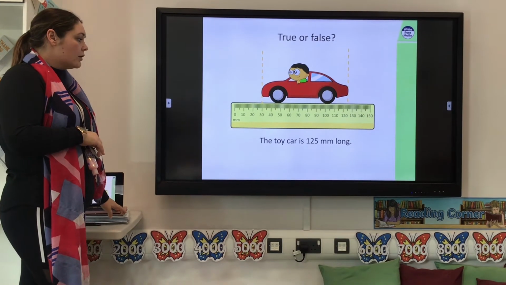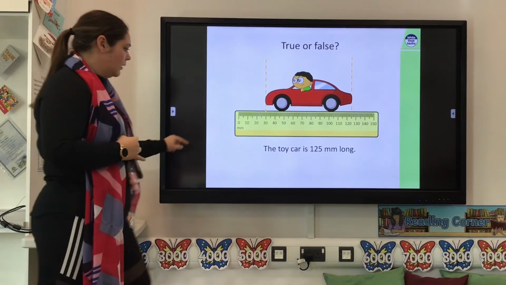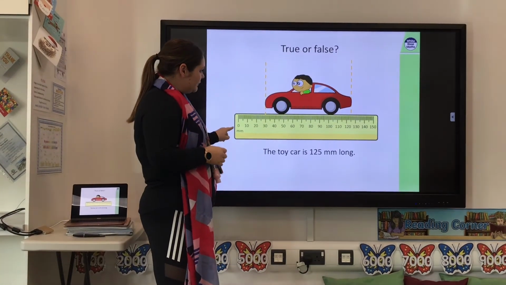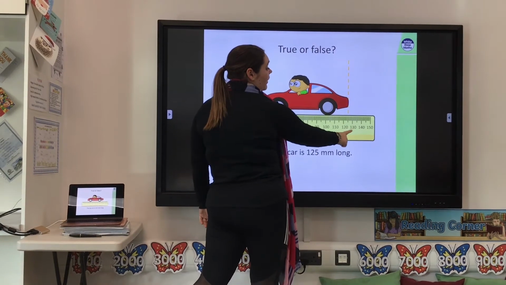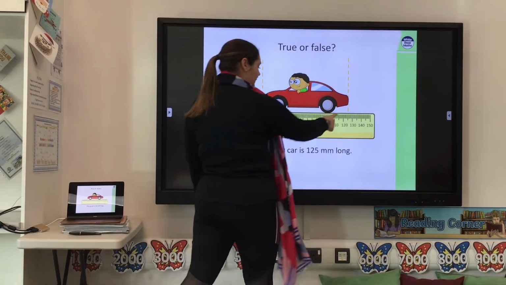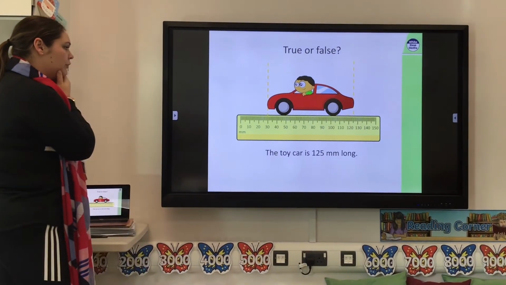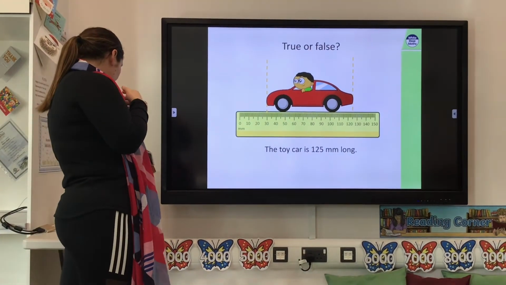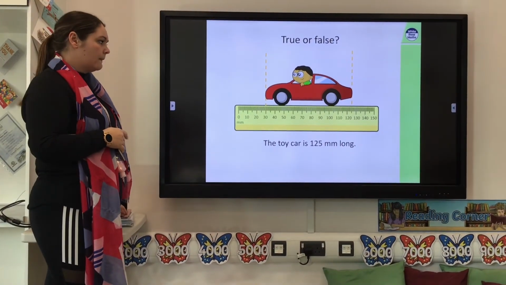Okay, last question then. So this toy car is 125 millimetres long. Well, it's definitely a millimetre ruler. If I'm looking across the edge, it's in the middle of 120 and 130. So 125, I'm happy with that. But do you think the toy car is 125 millimetres long? True or false? What do you think, Mrs. Upchurch?